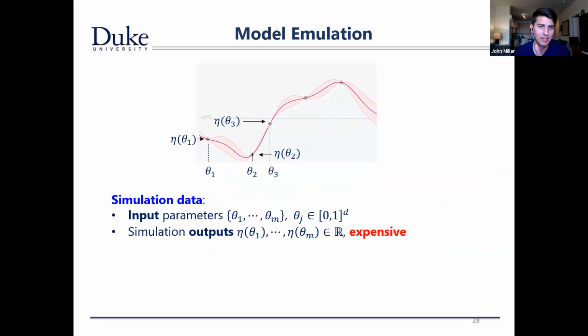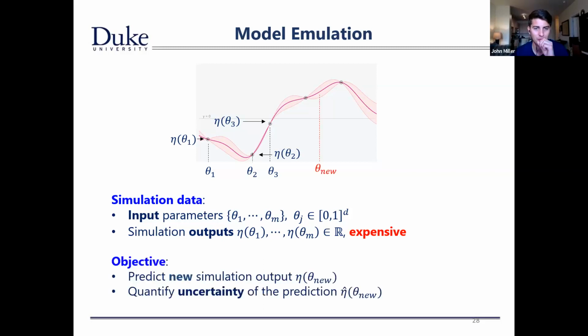And so just to show that here, we first generate some simulation data, so we'll call it 1 through m. And for convenience, we often assume that our parameters come on some unit hypercube, and so we're just performing appropriate transformations. And then our outputs are very expensive.